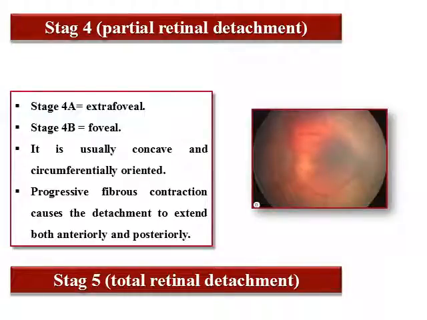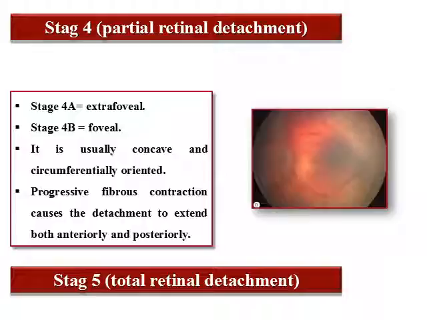Stage 4 means partial retinal detachment. We divide it into two stages, A and B. A is extrafoveal, which is a better stage because the fovea is not involved, and B involves the fovea. The detachment is usually concave, as there is no break in the retina, so it usually takes a concave appearance and is circumferentially oriented.